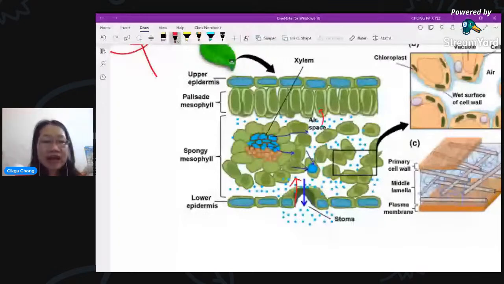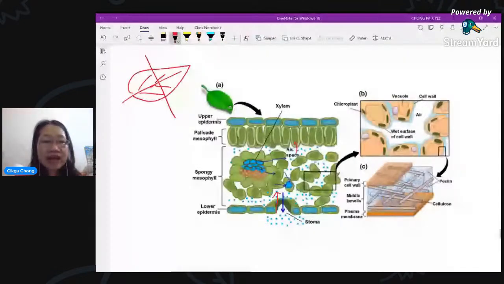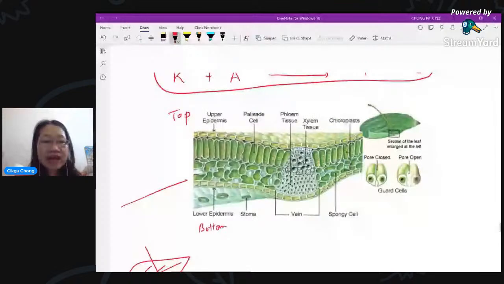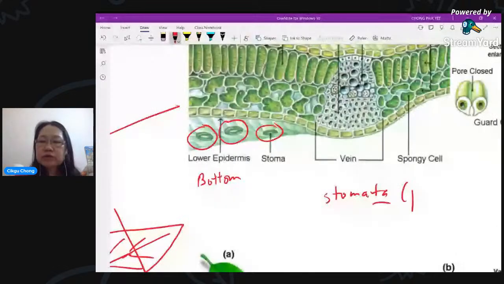So here's a 3D. You can see the stoma at the bottom. Usually on the lower epidermis, there's more stomata. Now what's the difference between stoma and stomata? You see this word here? Sometimes you see stomata. This one means plural, more than one. Stoma is one. When you want to talk about more, you say stomata. So stomata is more on the lower epidermis compared to the top.